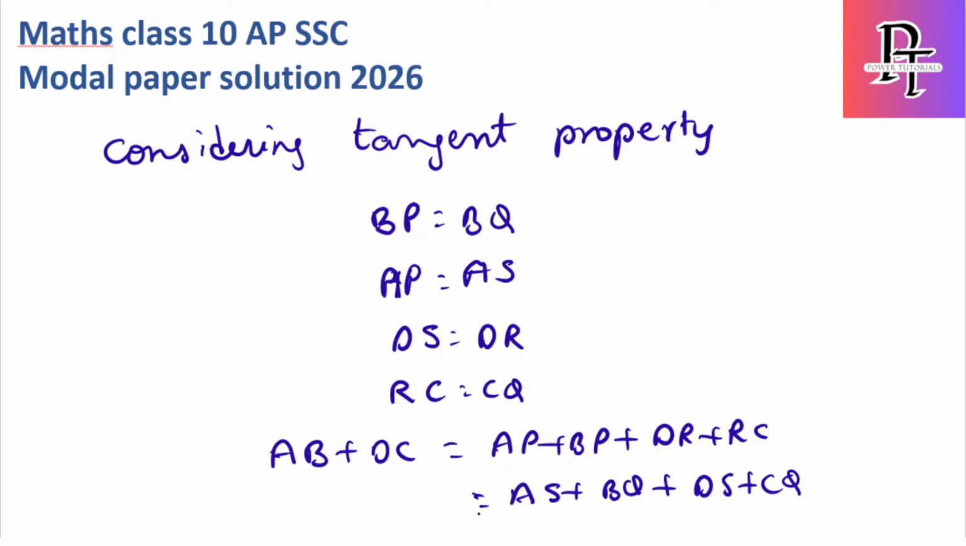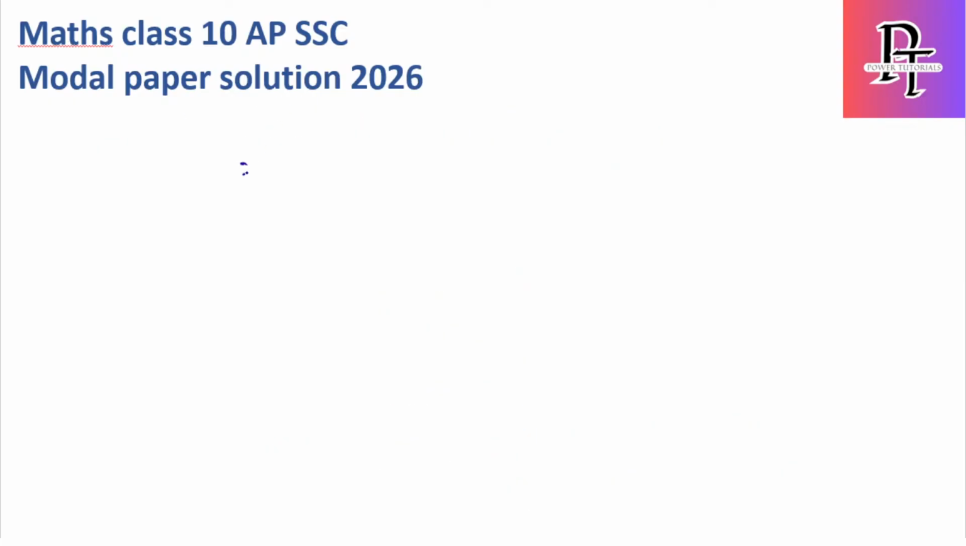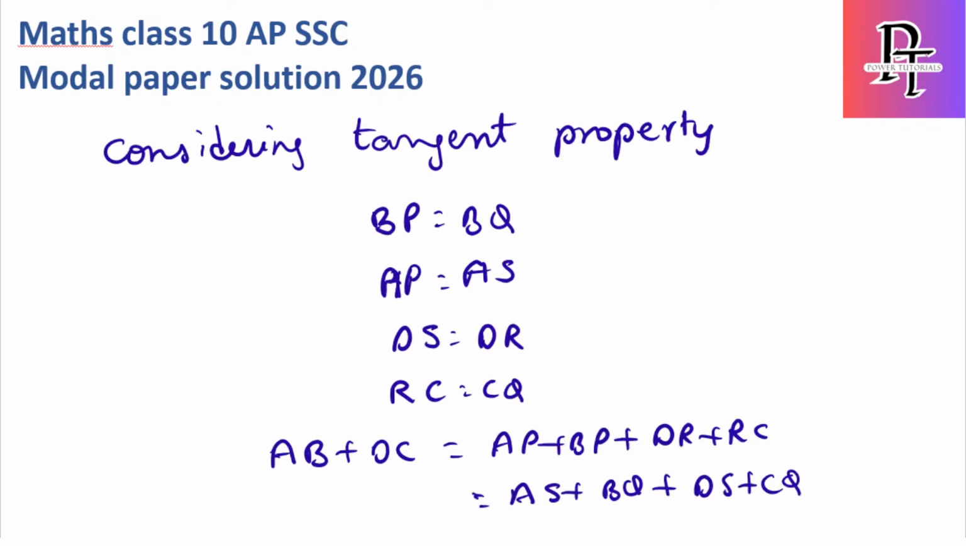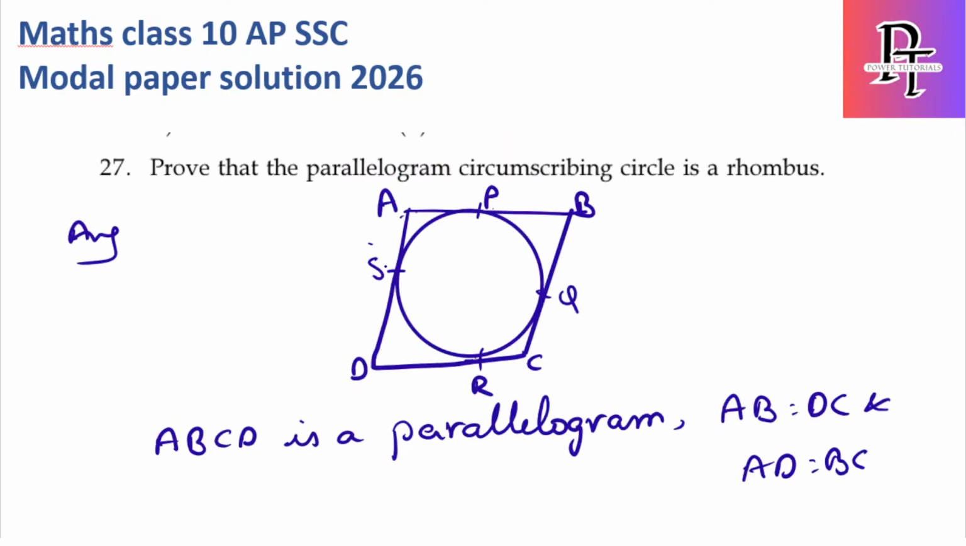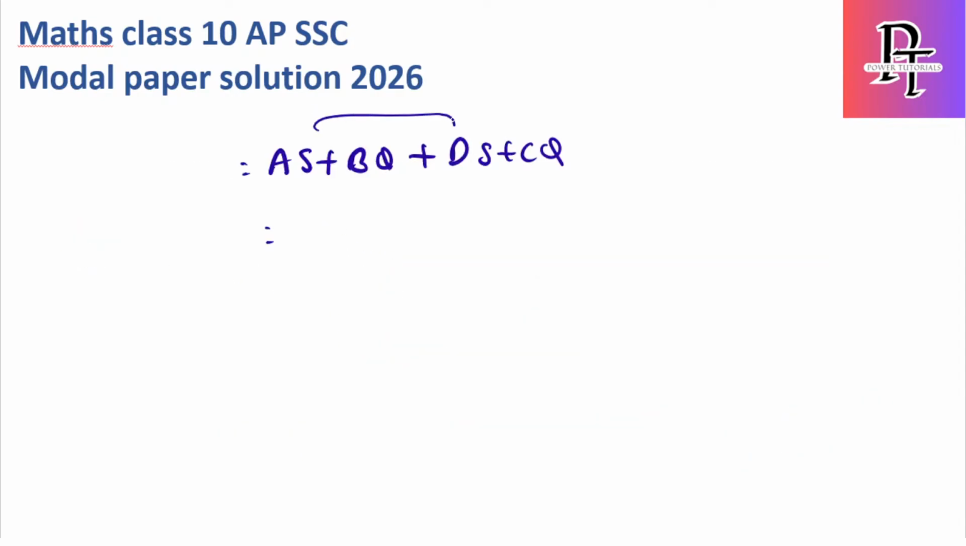Now I'll rewrite all this again: AS, BQ, DS, CQ. AS and DS, if I combine, I will get AD, whereas BQ and CQ are nothing but BC. So now I got AB plus CD is equal to AD plus BC.